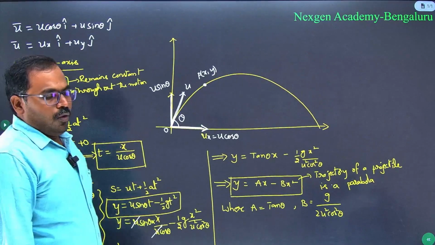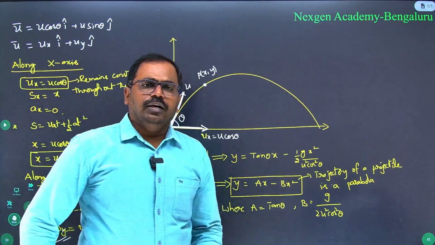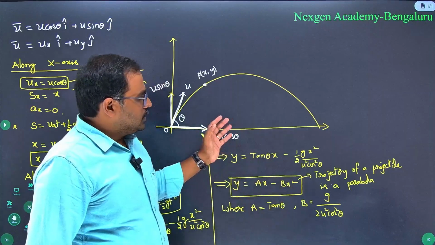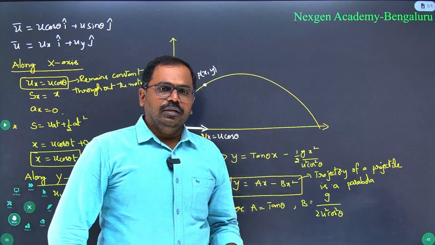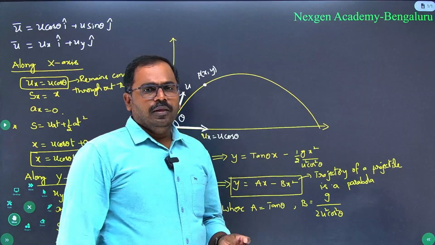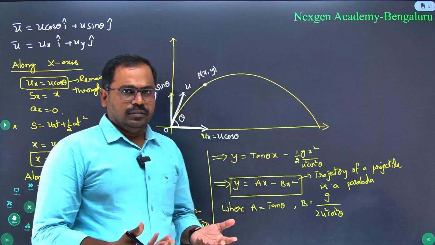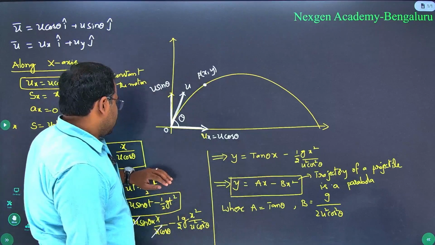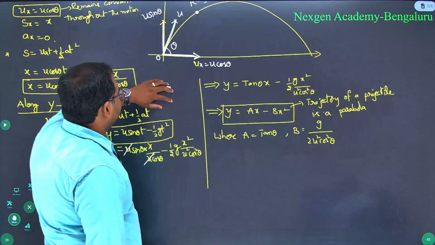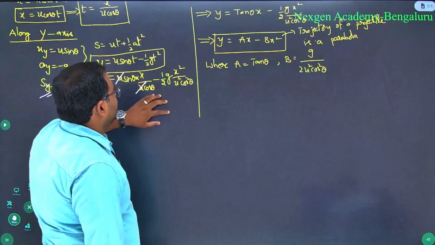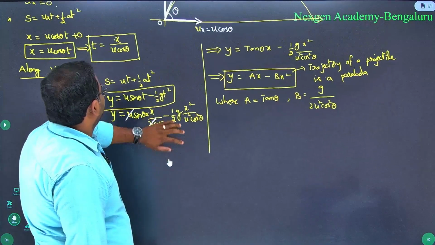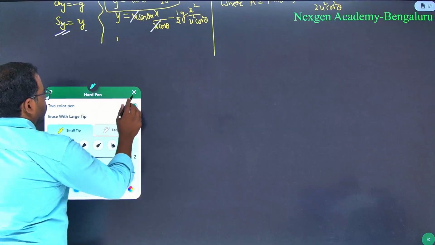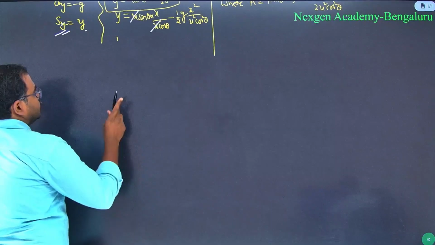such as what is the time of ascent, what is the time of descent, the horizontal range, and the maximum height. These questions they'll ask. So, time of ascent means what? Observe this diagram carefully, or we will take a separate diagram once again. Look at this.